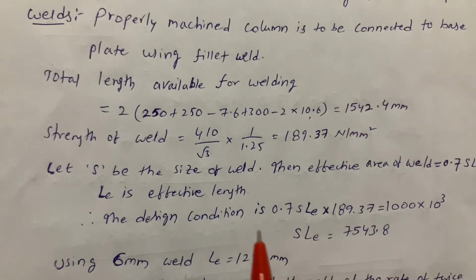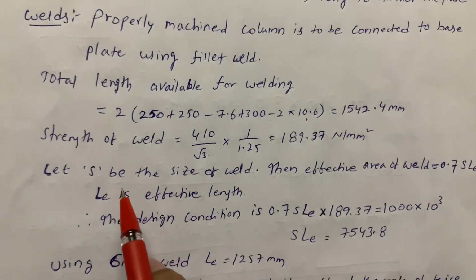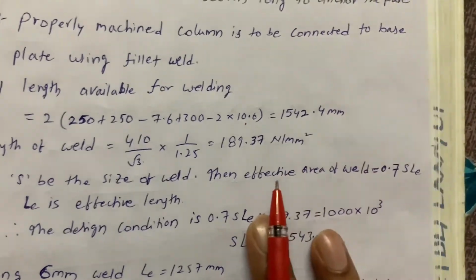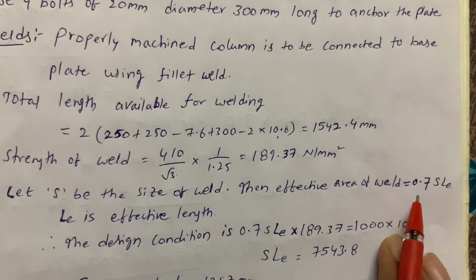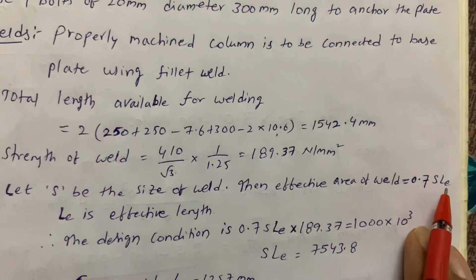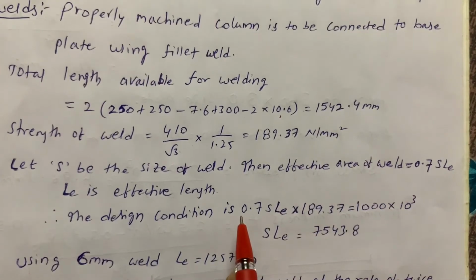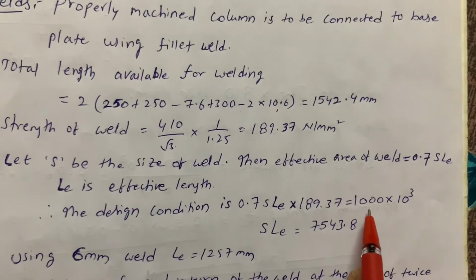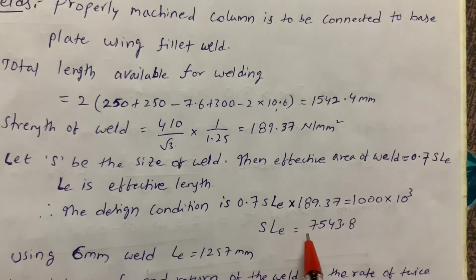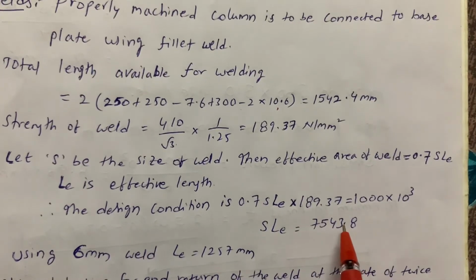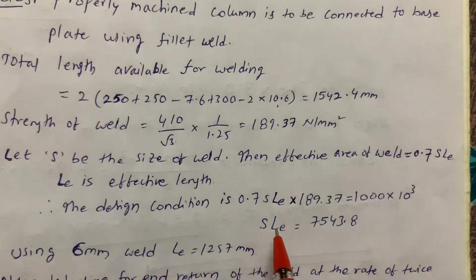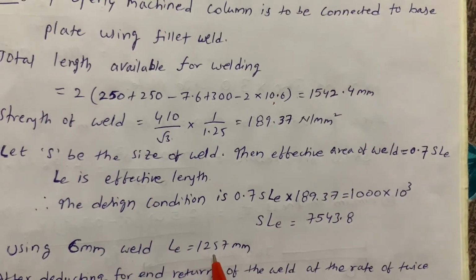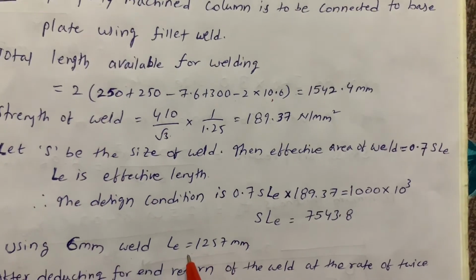Next we need to know the size of the weld. So let S be the size of the weld, then the effective area of the weld, the code specifies, is 0.7 times the weld size. So 0.7 into S into LE, that is the effective length. So I am equating: 0.7 S into LE into strength equals the load. So I got S into LE equal to 7543.8. So using a 6 mm weld, that is S equal to 6 mm, I am assuming that, I got LE as 1257 mm, that is the effective length of the weld.